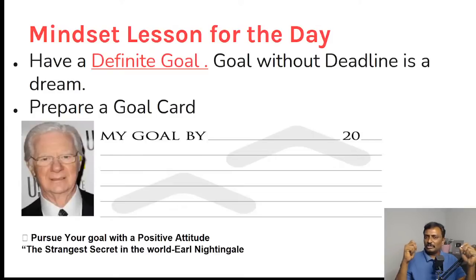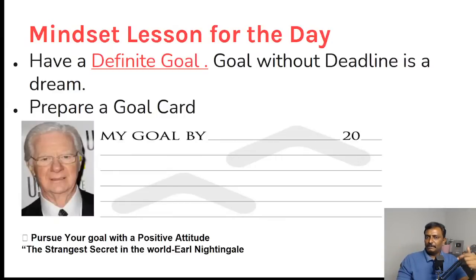Okay, so I want to repeat his statement. Decide what is that you want. This is a statement by Bob Proctor: decide exactly what is that you want. You want money, or you want fame, or you want a job. Decide that first. So the first thing of today's activity is to have a definite goal.